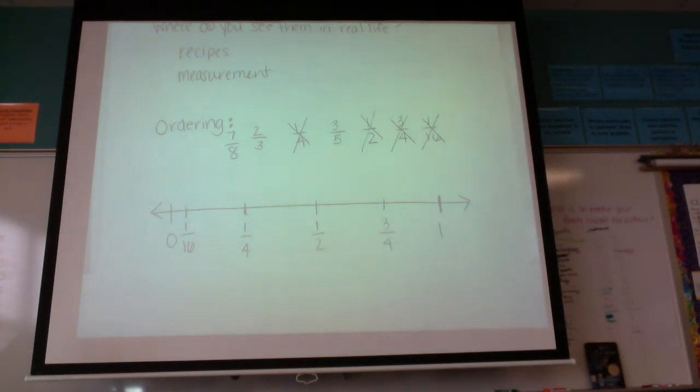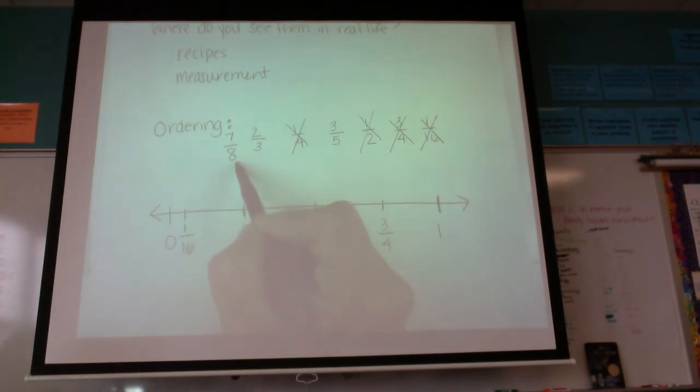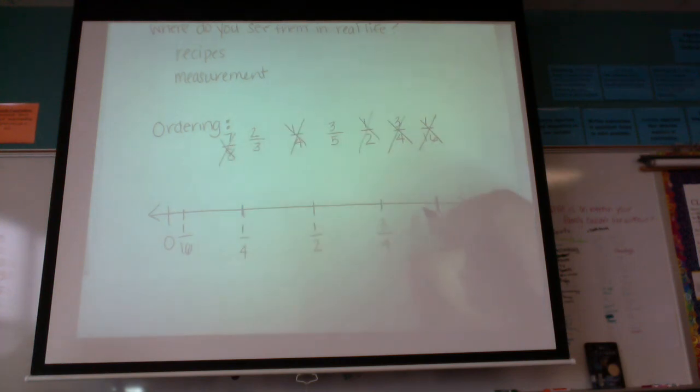Now we have 3 left. I have 7/8, 2/3, and 3/5. Well, 7/8 is only 1/8 away from its whole, so I know that's going to be really close to 1. Then I have 2/3 and I have 3/5. How can I compare those two to figure out which one is greater? One easy thing that we can do is create what's called equivalent fractions, which is what we get to next.